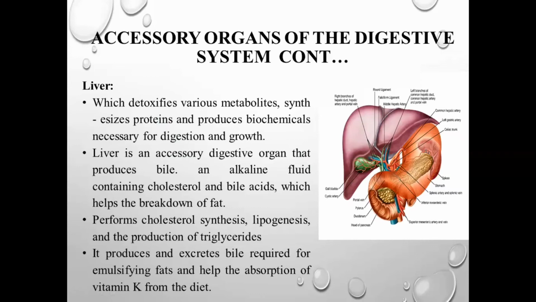The liver is an accessory digestive organ that produces an important secretion called bile, an alkaline fluid that contains cholesterol and bile acid. This bile acid fluid is mixed with bicarbonate to form bile salt, which helps in breaking down fat. A very important thing is that fat digestion does not take place in the liver but in the duodenum, where the bile duct opens. The process of emulsification of fats takes place in the duodenum.